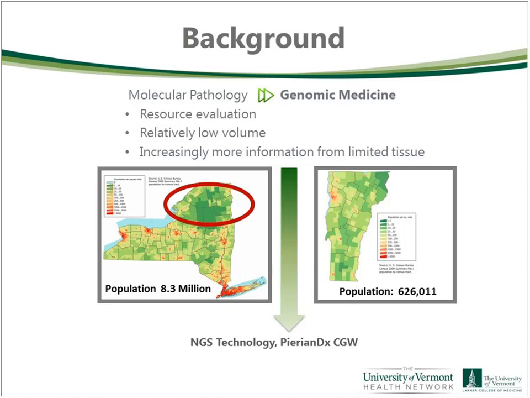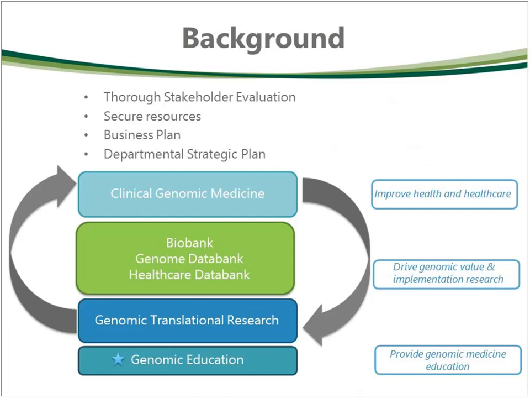Our population overall is a little over 1 million that we serve. With a relatively low volume, it made a whole lot of sense for us, in order to get increasingly more information from limited tissue, to move towards next generation sequencing technology as our backbone, and using that on the wet bench. And then we partnered with Purion DX to use the Clinical Genomicist Workstation for our dry bench and then report generation.